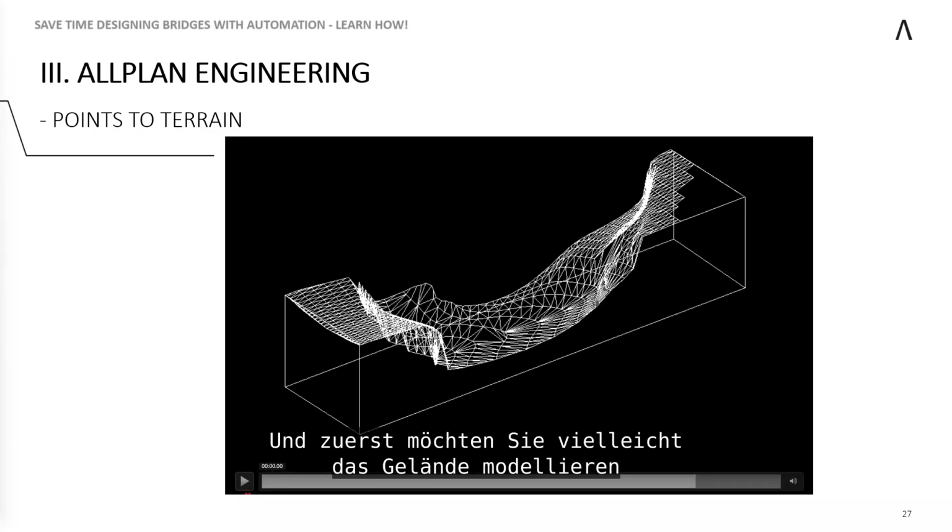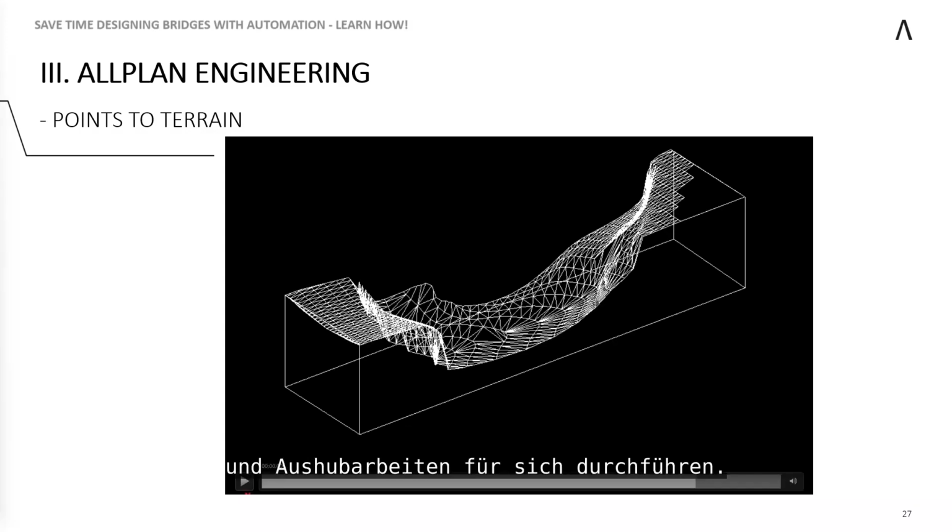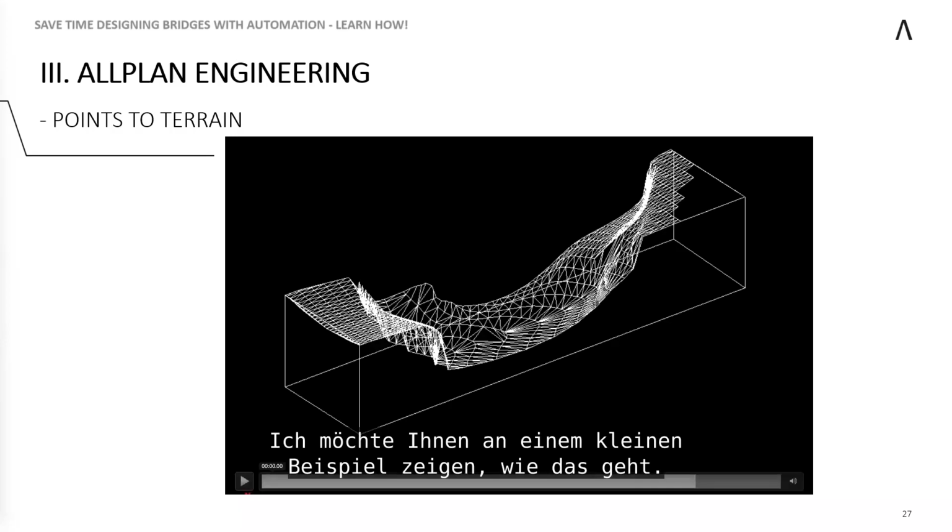And firstly, you may want to model the terrain and conduct an excavation for yourself. Assume that you have a DEA file that contains coordinates like X, Y, Z representing points on the terrain. You would like to import these points into the Allplan construction and terrain module, and you can automatically mesh them, and after that you can convert them into solid element. Let me show you a small example how to do that.